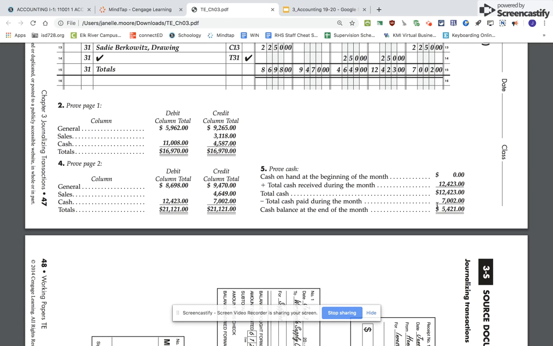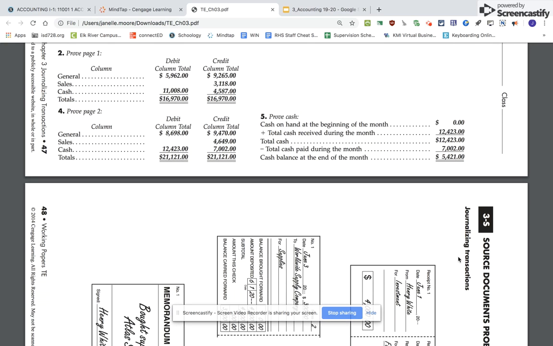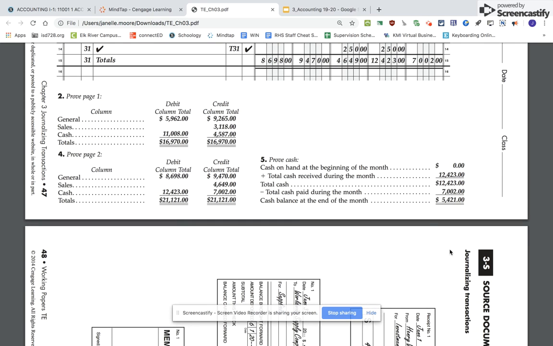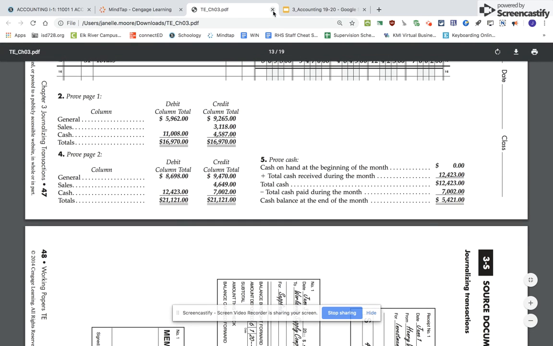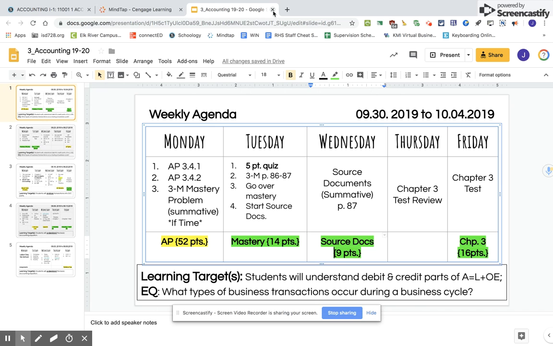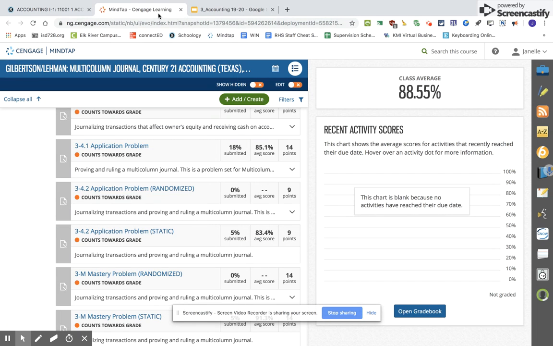So the mastery problem will be graded summative. I should be back in time to go through source documents, so don't worry about that. Actually, please don't start it. I hope that at least gives you a good idea of what's going to happen tomorrow, and then just use your time effectively in the Commons. I know you don't need to be doing accounting the whole hour, but I would really appreciate you at least giving it a once over, so tomorrow we're not starting off without some traction.